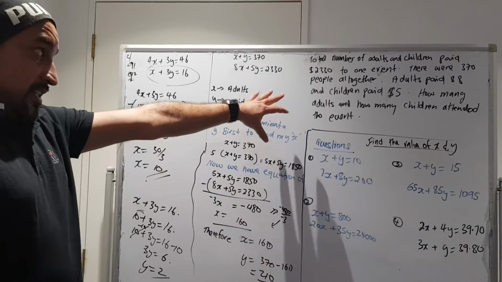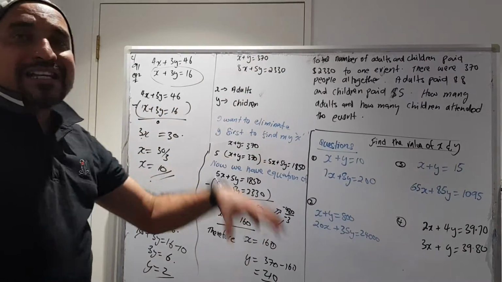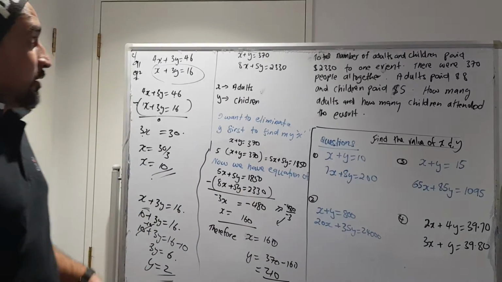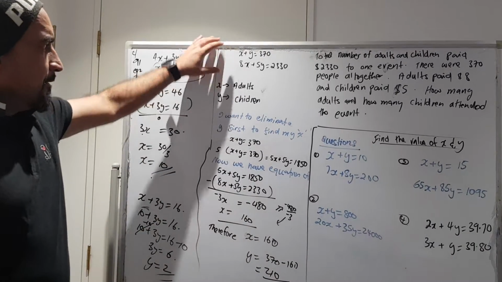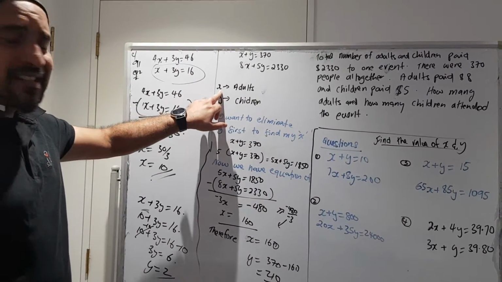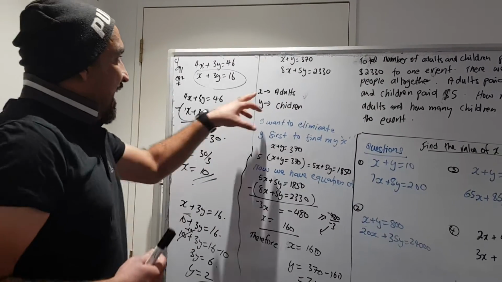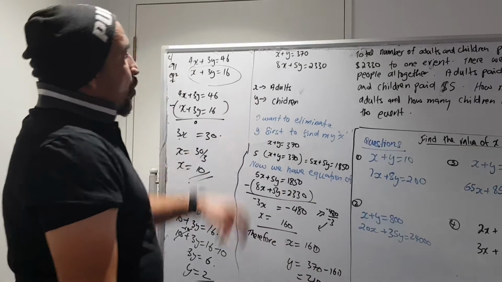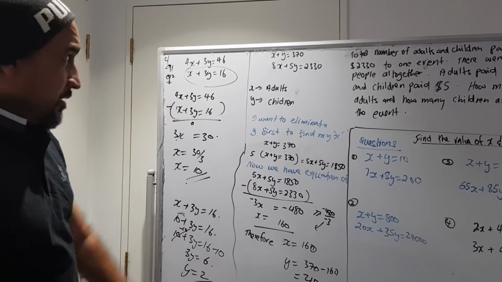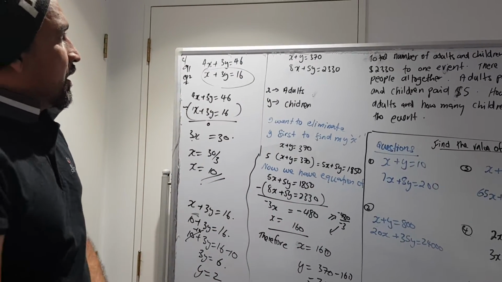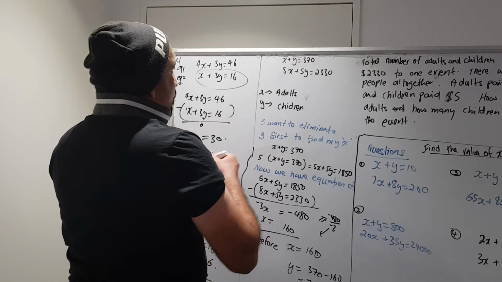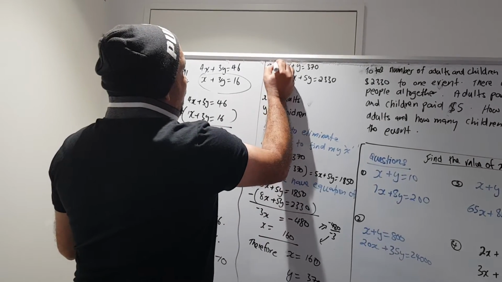So this can only be solved through simultaneous equations. I could say x can stand for adults. Let's make x adults and y children, so that it makes my work much easier. So my first equation could be equation 1.